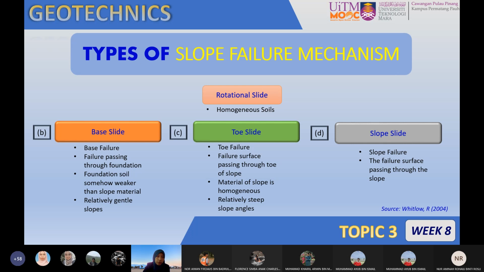For C, which is the toe slide, it is also called a toe failure. The failure surface passes through the toe of the slope. The slope material is homogeneous, with relatively steep slope angles. For D, the slope slide, it is also known as a slope failure, where the failure surface passes through the slope. And for the rotational slide, let's say we assume it is happening in homogeneous soil. So these are the features that you can use to differentiate between B base slide, toe slide, and also the slope slide.